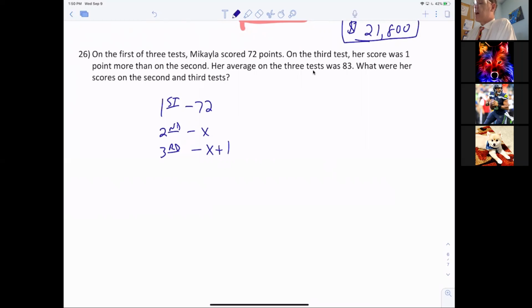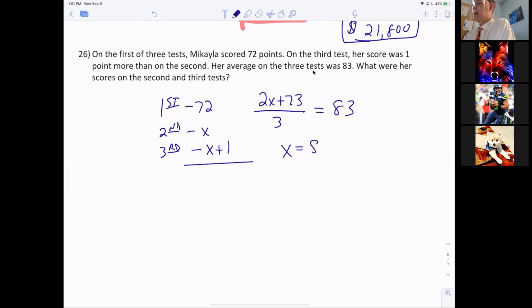Right. So now to find the average, we're adding them up. So this is 2x plus 73. And then to find the average, we would divide by 3. And that total is what? That is perfect. 83. All right. Go ahead. X equals 88. And then for the third one. Yes, so the two test grades are 88 and 89.